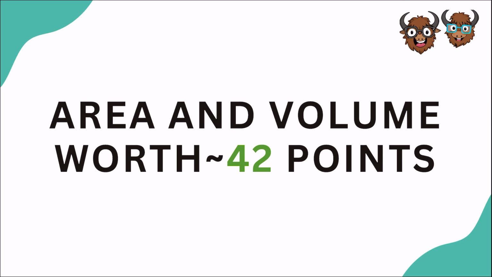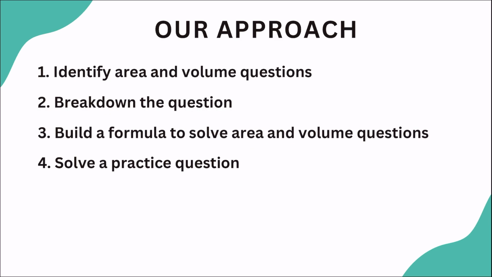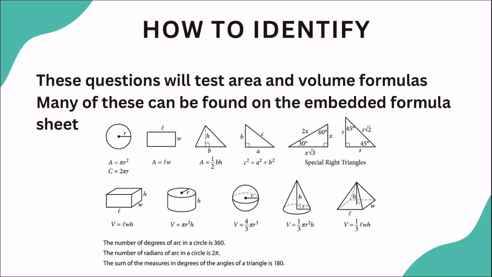Today we're going to be going over area and volume. Now this is worth 42 points on your average SAT, so a very big concept, definitely know these. Our approach on these is going to be to identify area and volume questions. We're going to break down the question, we're going to build a formula to solve them, and then lastly we're going to solve a practice question together.